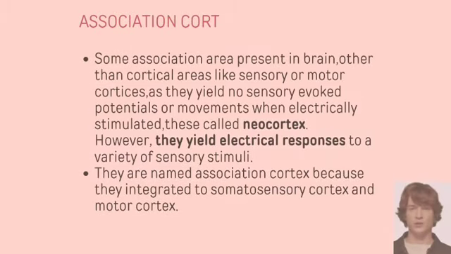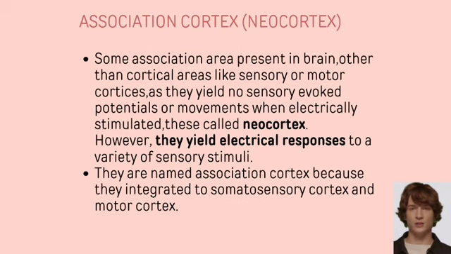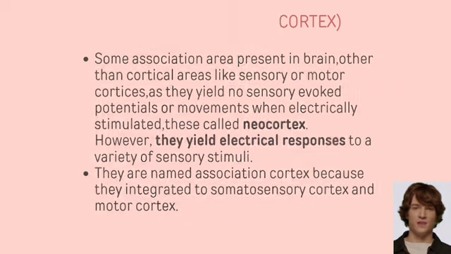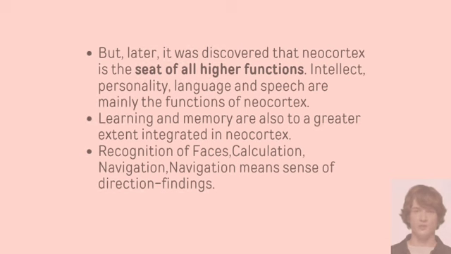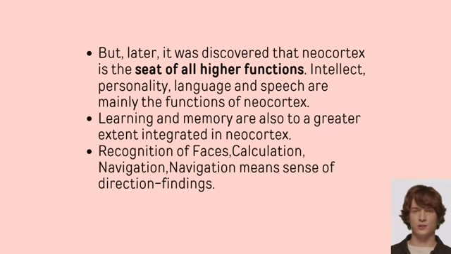Association areas are integrated areas present in each lobe, other than the primary cortical areas. They are highly developed in humans and known as neocortex. Most of the higher functions are dealt with by the neocortex, like learning and memory, language and speech, and recognition of faces. So this is the seat of all higher functions.